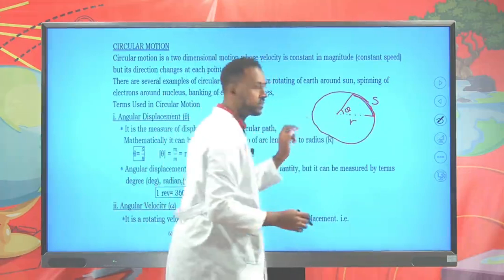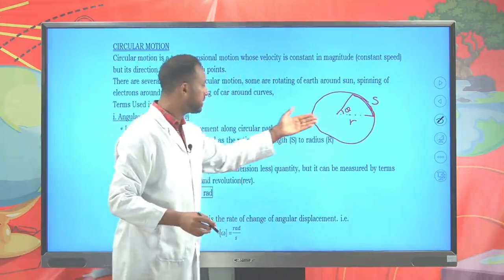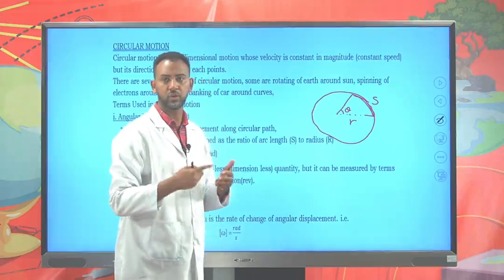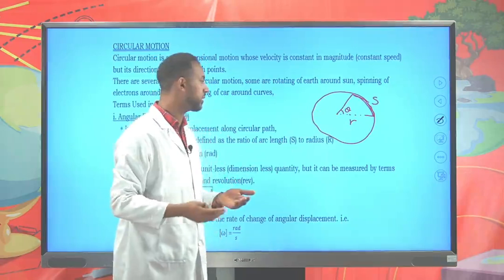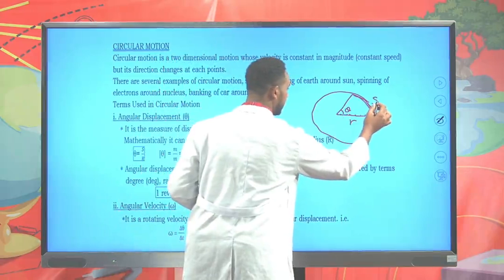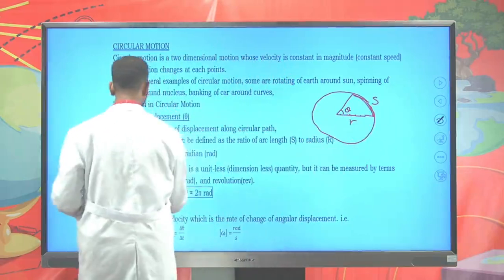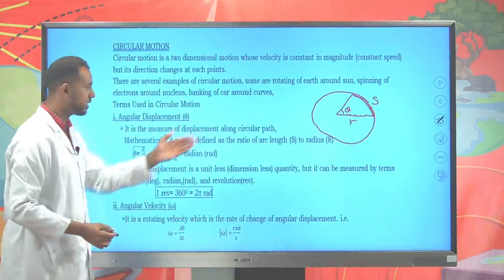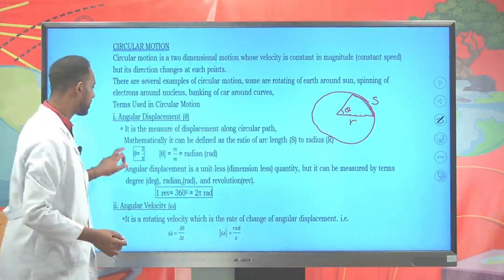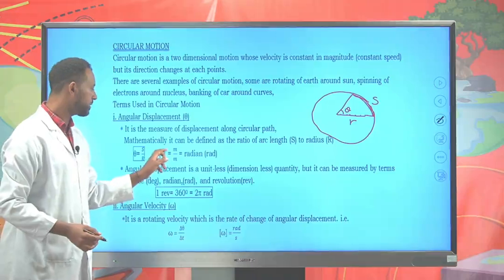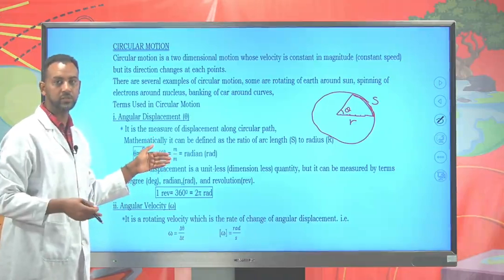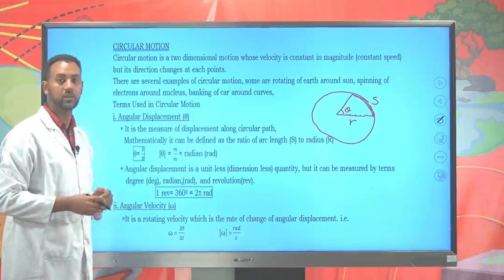So this angle theta is called angular displacement, and this theta, or the angular displacement, can be measured using degrees, or it might be expressed using rad and revolution. And the relation between the angle theta and the linear displacement s is given as s over r. The arc length, or the linear displacement, over radius r gives us the angular displacement. Its unit is meter over meter, which is dimensionless, but it has a unit known as radian.